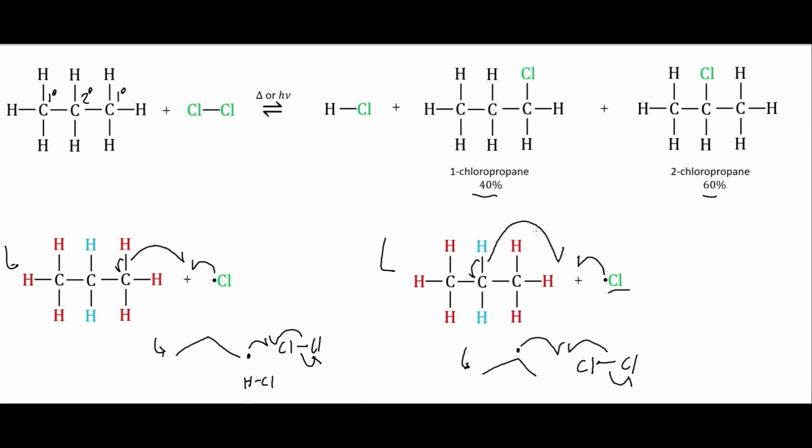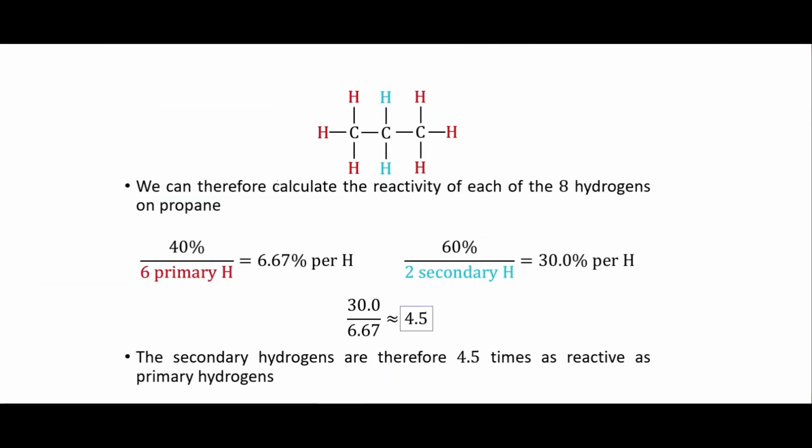And so the thing to notice, though, is that there are more hydrogens on primary carbons than there are on secondary carbons. We have 6 hydrogens, so 3 plus 3, that are bound to primary carbons, and only 2 of them bound to a secondary carbon. And so that's telling us that the hydrogens bound to a secondary carbon must be quite a bit more reactive than the hydrogens bound to a primary carbon. And so we can actually calculate that out here.